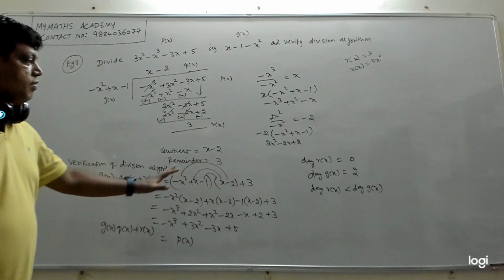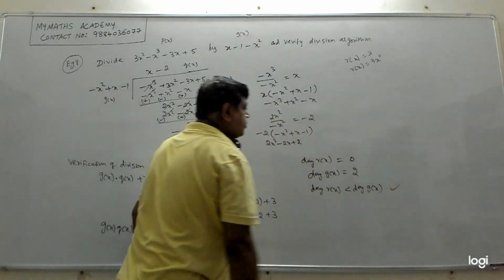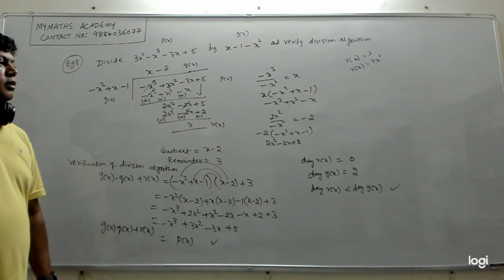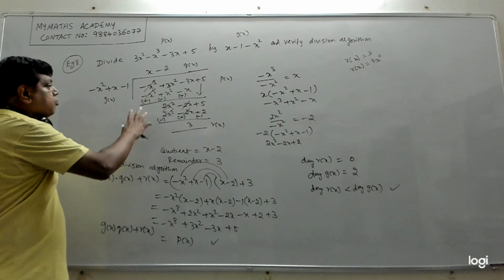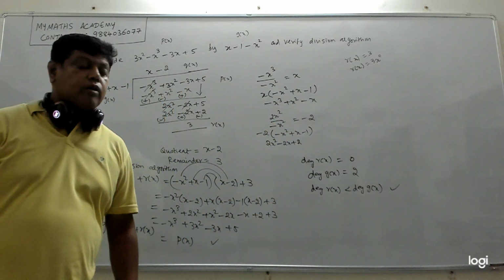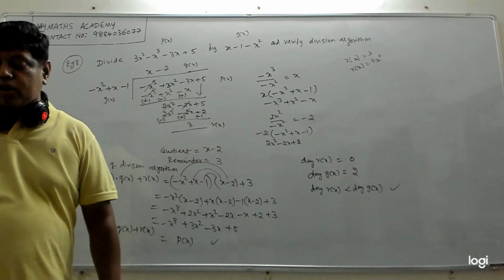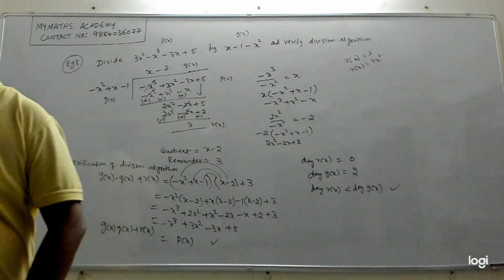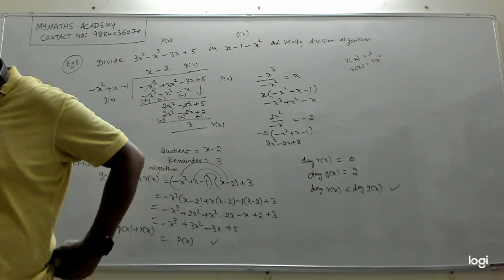Right? So we have verified the division algorithm. So this is also satisfied. This is also satisfied. Okay. So this is how we do addition of two polynomials, and you verify the division algorithm, not the relationship. You verify the division algorithm for polynomials. Clear?